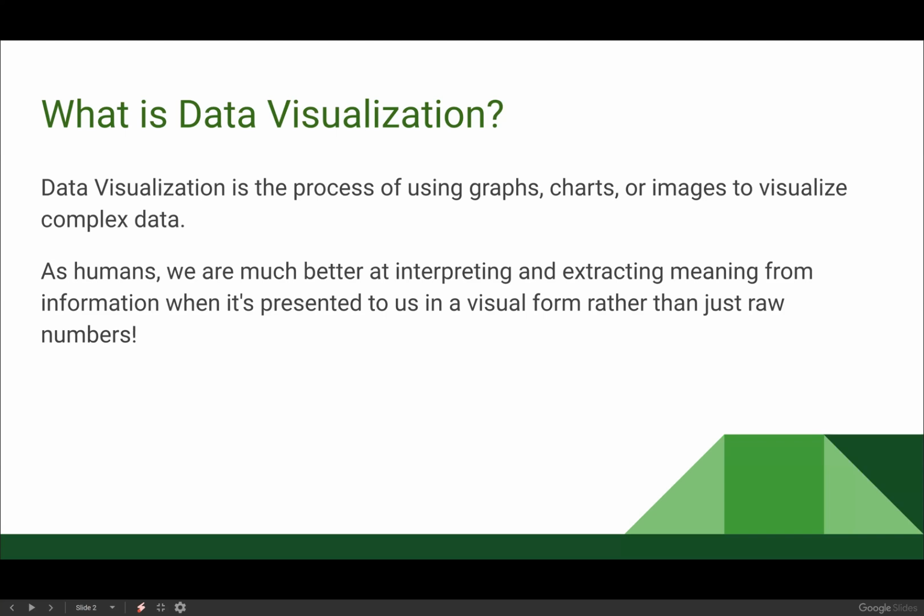As human beings, we are way better at interpreting and extracting meaning from information when we see it in a visual form rather than just looking at a whole bunch of numbers. If we can look at a picture, we're way better at understanding what's going on in that picture than if we just see a whole big sequence of numbers.